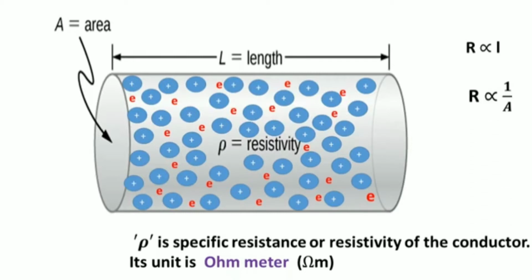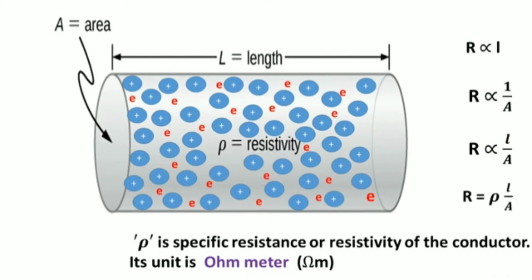With increase in area of cross section of the conductor, what happens? Let us see. With increase in area of the conductor, there will be less collisions between the electrons and ions. So electrons will pass on easily from one end of the conductor to the other end. So the resistance decreases with increase in area. If we combine these two factors, what do you get? R is proportional to L by A.